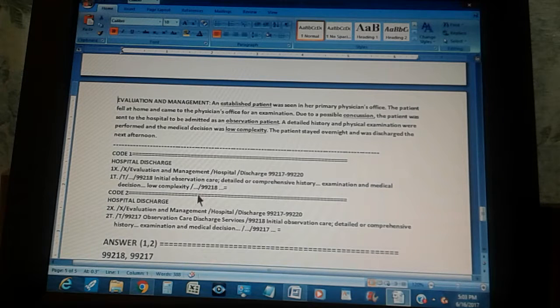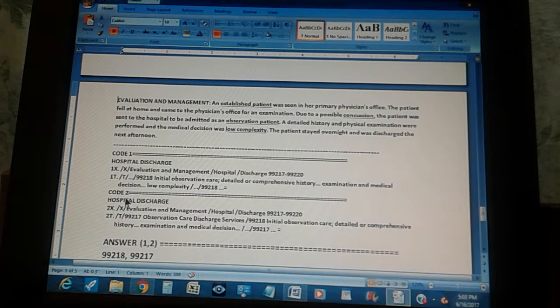Now, why do we need another code? Because of another hospital discharge, because they have an observation care. He was discharged from the observation care services, right? So that's why we need a second code.